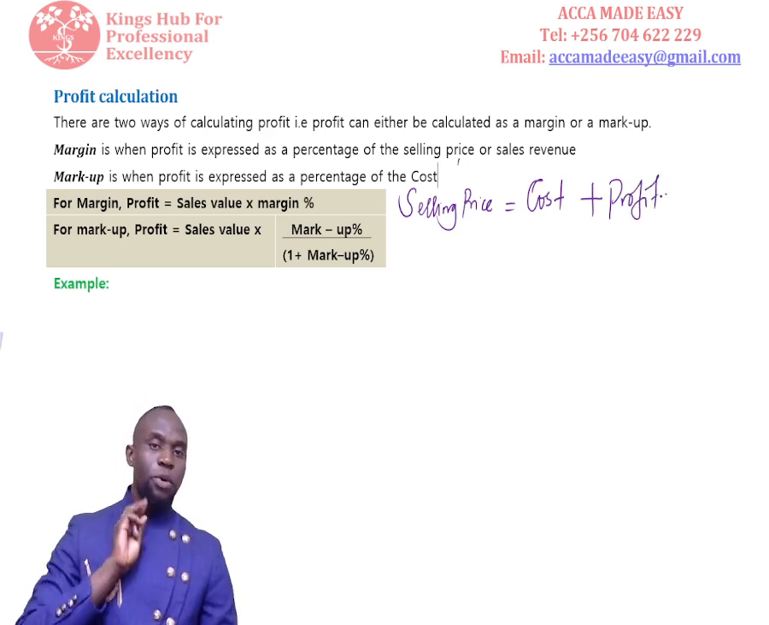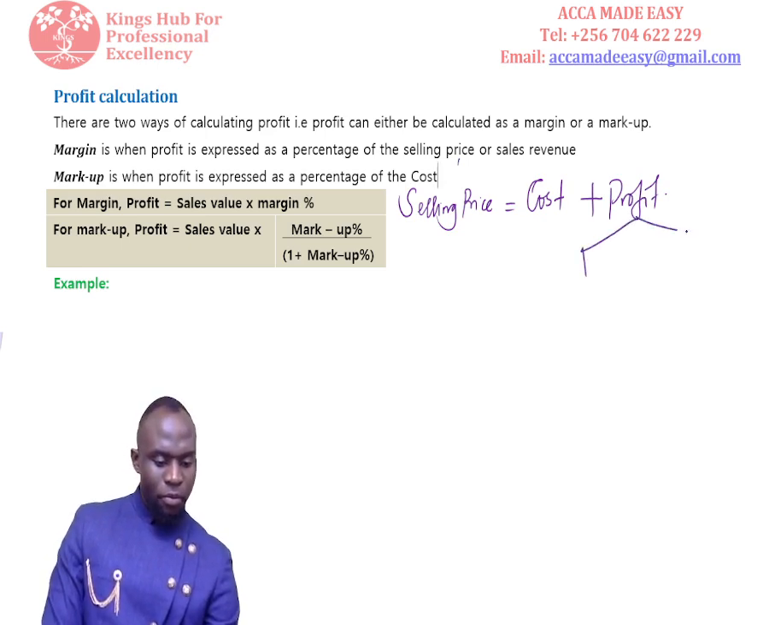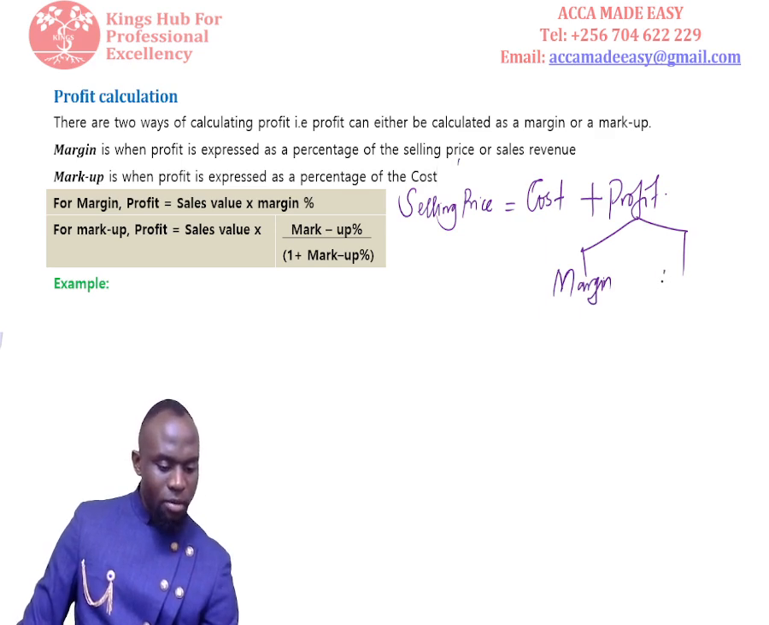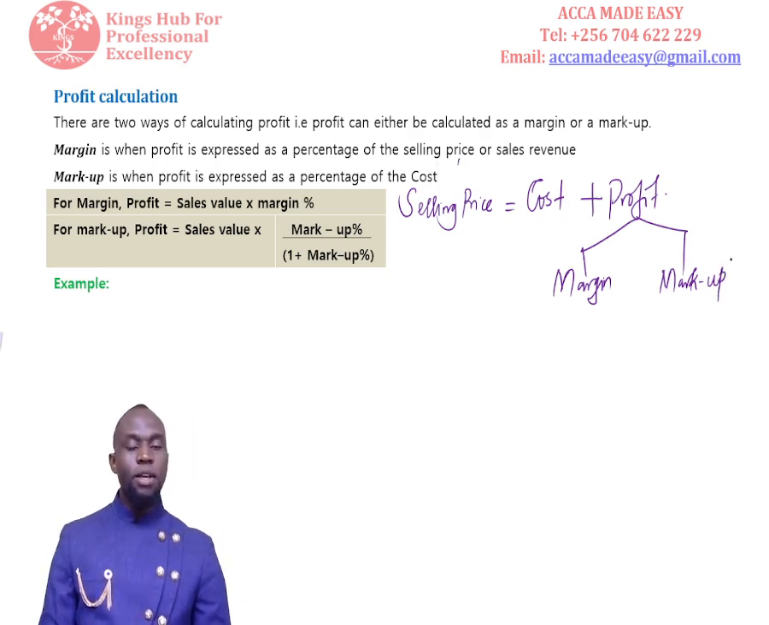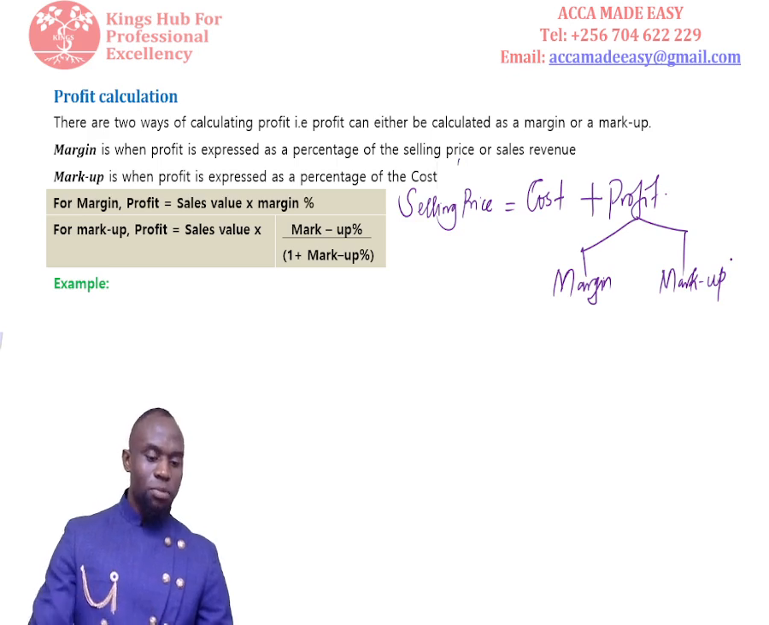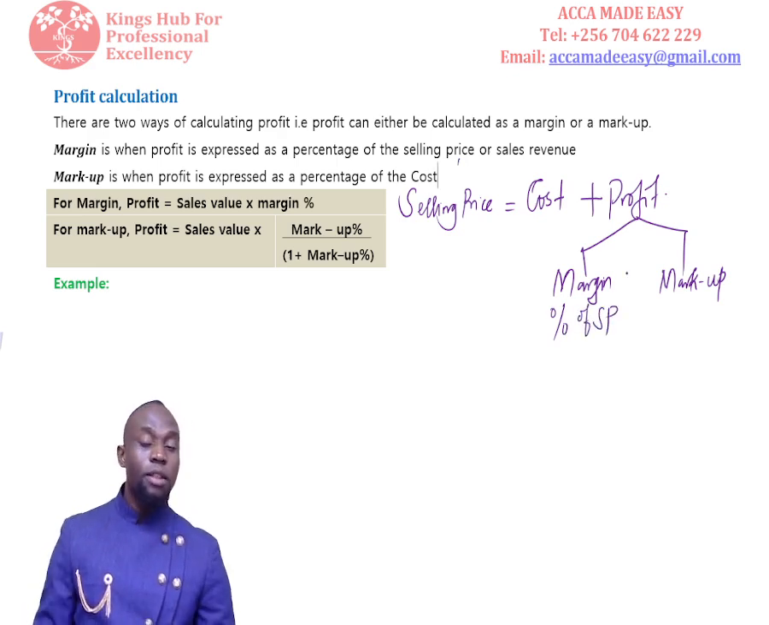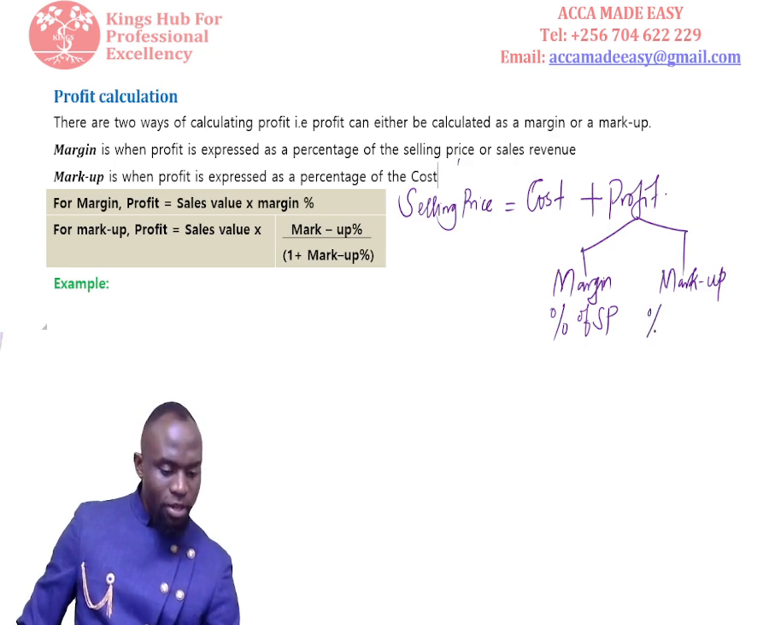However, there are two ways of calculating the profit. Profit can either be calculated as a margin, or profit can be expressed as a markup. So what is margin and what is markup? Margin is when profit is expressed as a percentage of the selling price. Then for markup, profit is expressed as a percentage of the cost.